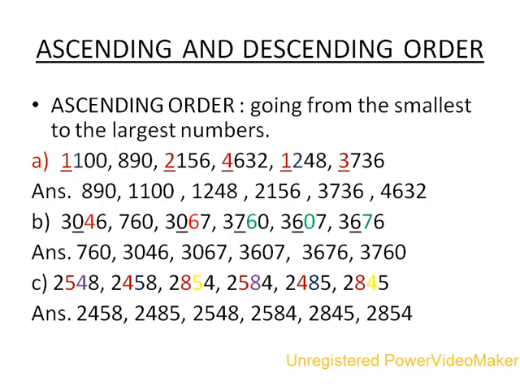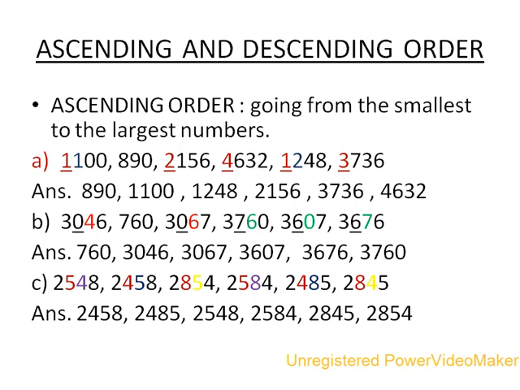Children, as we have understood how to do comparison, we will do ascending order and descending order by comparing it. See, ascending order means choosing the smallest digit number to the largest. Now we will understand it by example.